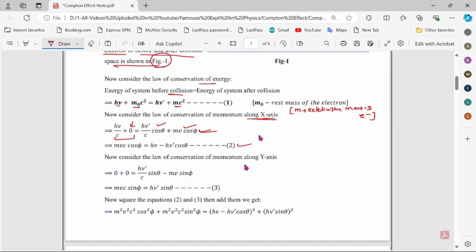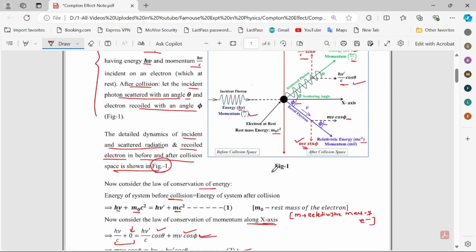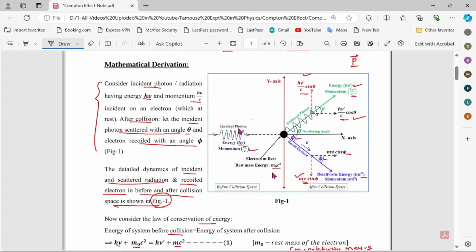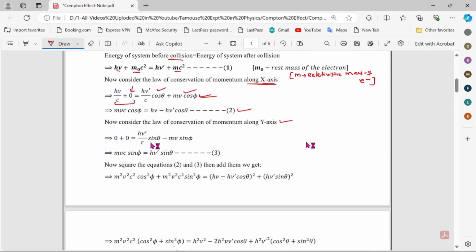Now consider law of conservation of momentum along y axis. Before collision along y axis there was no momentum, because photon incident only along x axis, there was no y component. And electron is at rest, so before collision there was no momentum. So for the photon it was zero. For the electron also it was zero.